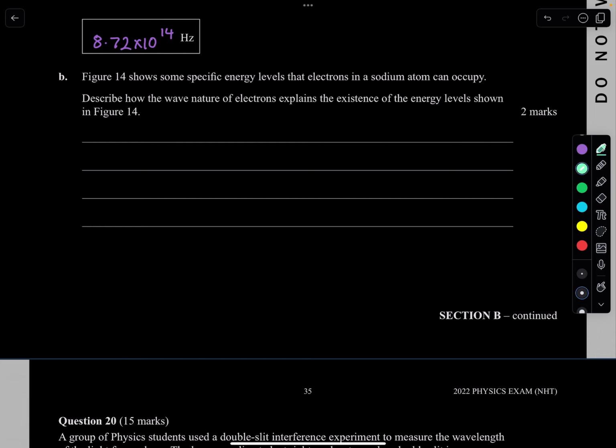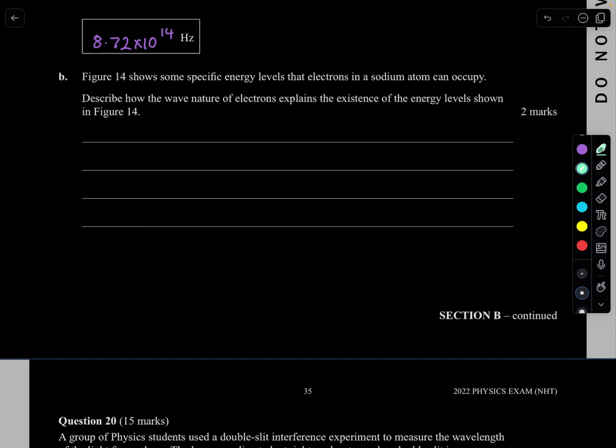B, let's have a try at B. Figure 14 shows some specific energy levels that electrons in a sodium atom can occupy. Describe how the wave nature of electrons explains the existence of the energy levels shown in figure 14. What a beautiful question. This question is repeated so many times in every past paper I see that it's so easy to get full marks. You just need to say how electron standing waves are formed, and how that describes quantized energy states. So make sure you have what I'm going to write here.